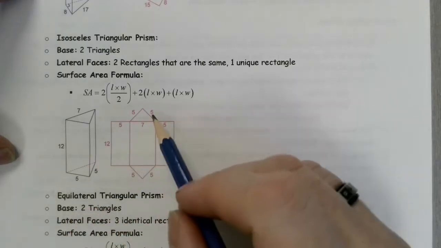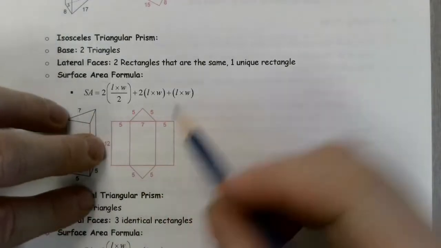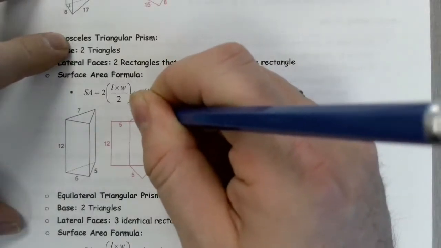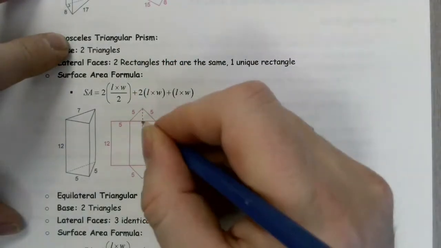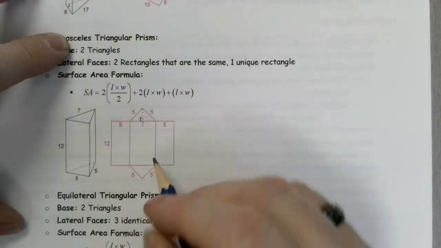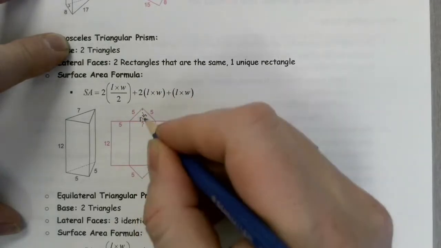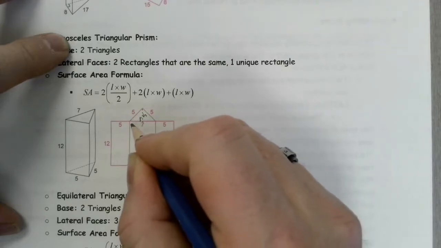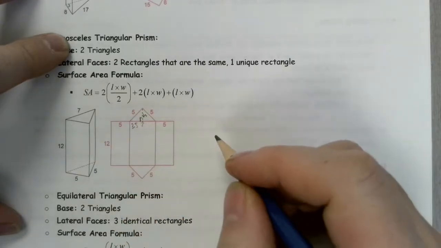Now, first of all, when we open this thing up, this is what the net is going to look like. Notice we've got the 2 isosceles triangles here. So I'm going to get the area of those triangles, I've got to drop an altitude here, and I'm going to call the height of this thing h. Now, when you drop an altitude to an isosceles triangle, it's going to cut that base in half. So this is going to be 3.5.